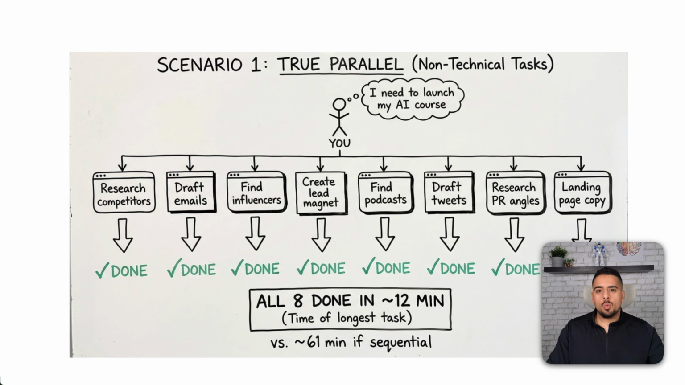So let's take scenario 1, which is the easiest to wrap your head around and again realizes this fantasy of using the multiple terminals. So this is called true parallel. In this case, let's say you have an overall task of I need to launch my AI course. And let's assume you are not a YouTuber yourself, meaning you need some form of distribution. So you might create all of these tasks.